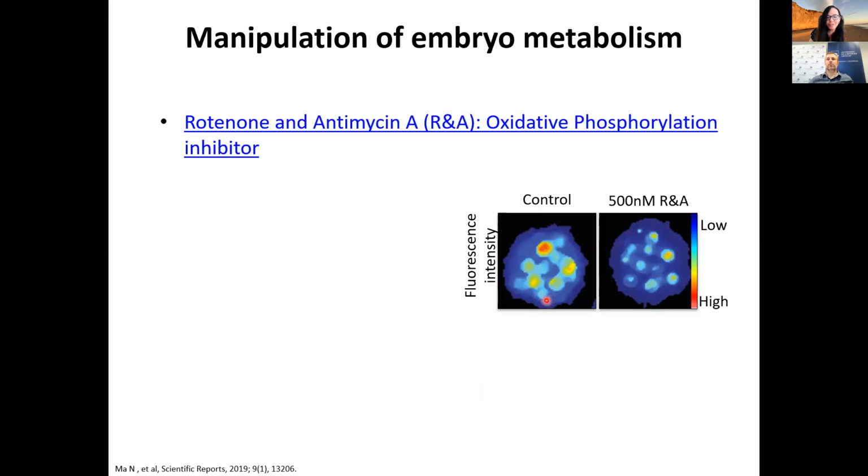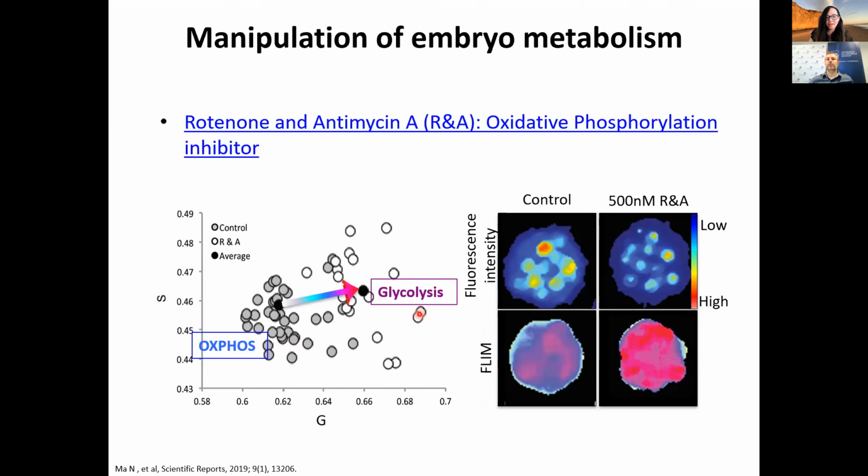So to further look at whether we can see various changes in metabolism, we decided to treat embryos with rotenone and antimycin A, which are oxidative phosphorylation inhibitors. Now remember that the embryos at this stage are undergoing oxphos, so they have a high bound NADH production, and each one of these is an embryo here. And so my student Ning was able to use rotenone and antimycin A, and we see a shift towards the free NADH lifetime signature indicative of glycolysis.